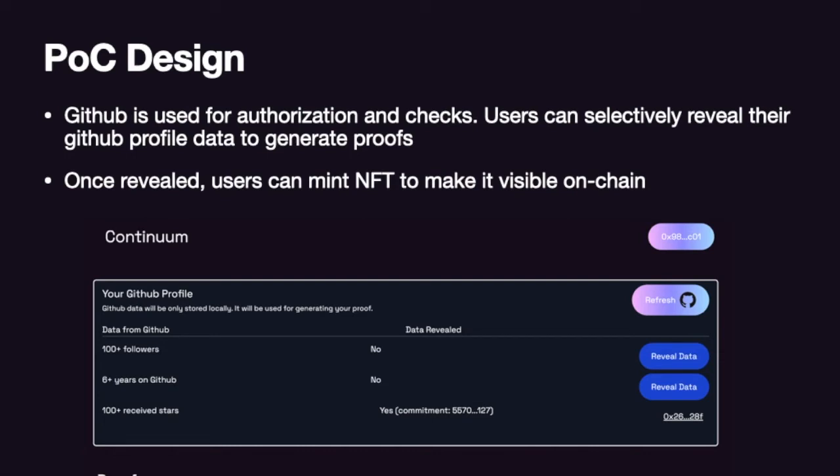So I worked on a proof of concept product using a GitHub account. Users can selectively reveal their GitHub profile data without revealing their account. In this screen, you see that this account has more than 100 followers, has been active for more than 6 years, and has received more than 100 stars. You can reveal this data to share with others, and afterward you can also mint your NFT to make it visible on chain.